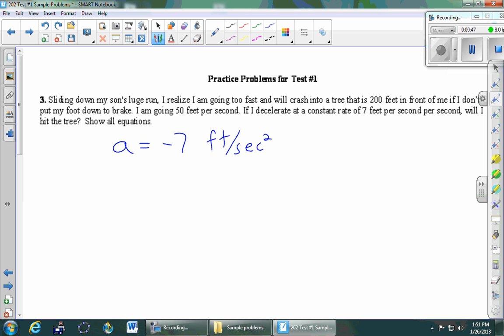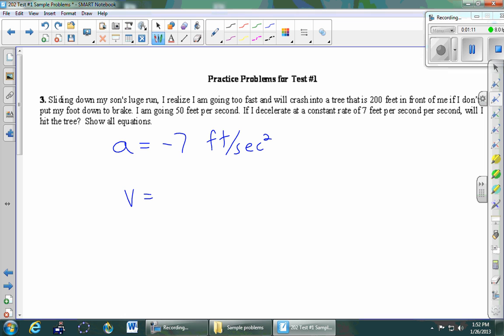This problem has to do with distance because the tree is 200 feet away. So we're trying to work our way from the acceleration formula to the distance or position formula. How do we go from acceleration to distance? Well, in between, we're going to meet another friend of ours, velocity. Do we get from acceleration to velocity by taking a derivative or an antiderivative? Hopefully we understand it's an antiderivative.